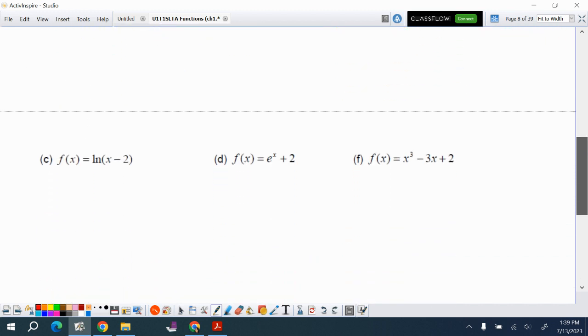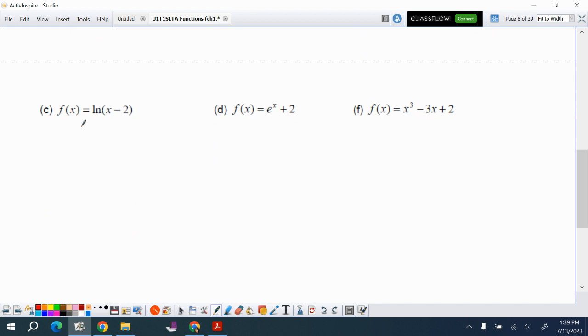Let's take a look at a couple more examples here. Okay, so this is a log function. You know that the log function always looks like this, the basic log function. And x minus 2 means 2 units to the right. In this case, there is a vertical asymptote at x equal to 2, because the parent function has a vertical asymptote at x equal to 0, so this is moved 2 units, and there is no horizontal asymptote. Log functions never have a horizontal asymptote.